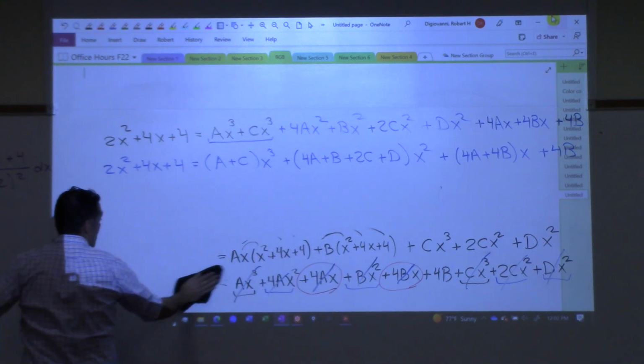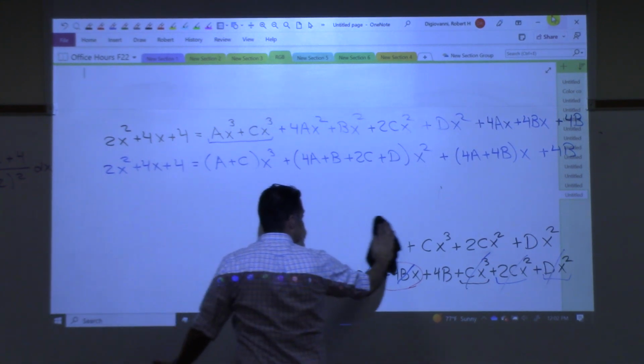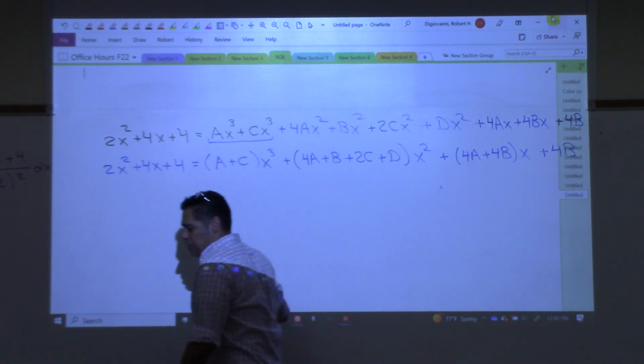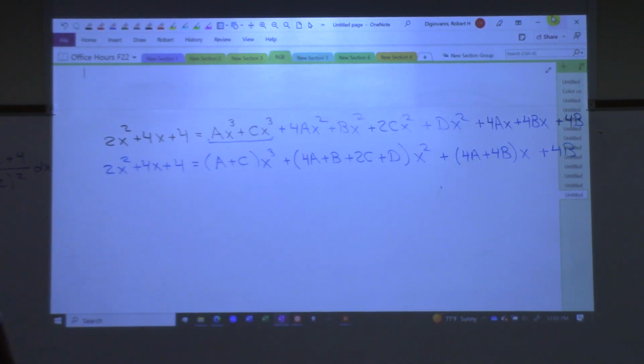I realize this is a lot of work. I realize this is tedious, but this is part of partial fractions. My mom used to say it's part of the show. It's part of the pleasure and joy that you experience with partial fractions.